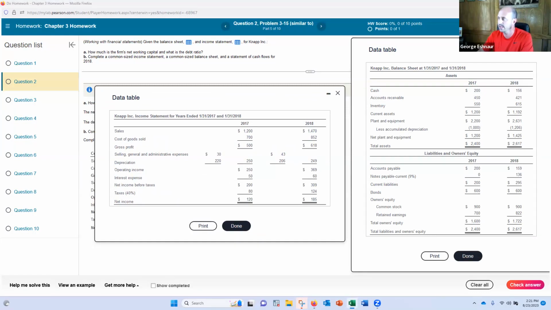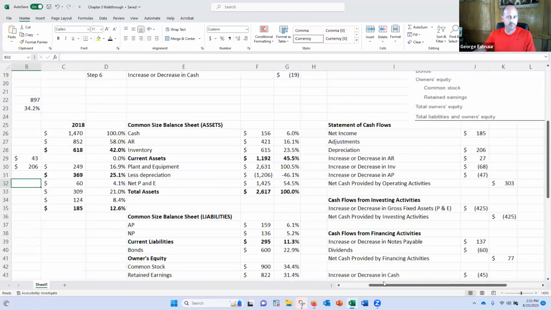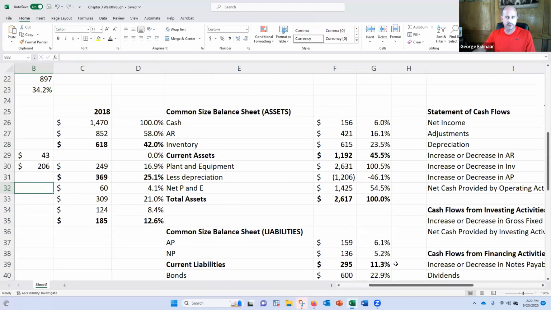Update them. 615, P&E 2631, 1425, AP. Okay. So I'm going to move over here and I'm just going to show you first the common size income statement. So this is really where we're at.